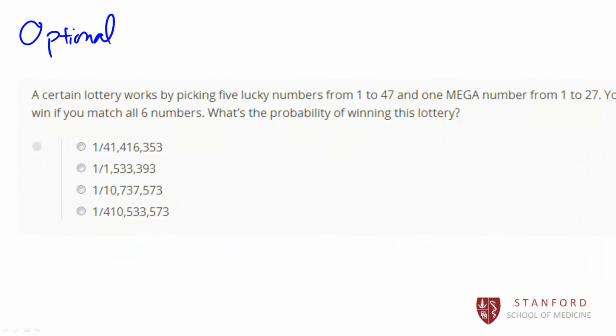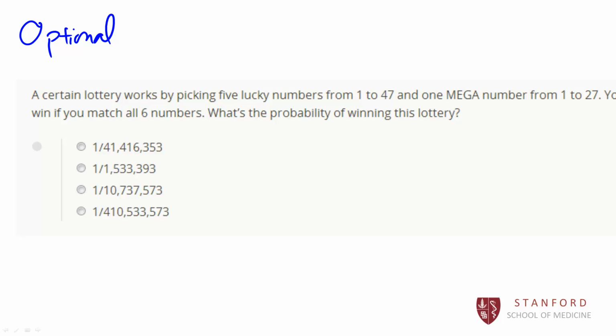Okay, so this question reads, a certain lottery works by picking 5 lucky numbers from 1 to 47 and 1 mega number from 1 to 27. And you only win if you match all 6 numbers. Okay, so basically you have a condition for the first 5 numbers and then a new condition for the last number. So that's one way of thinking about it.